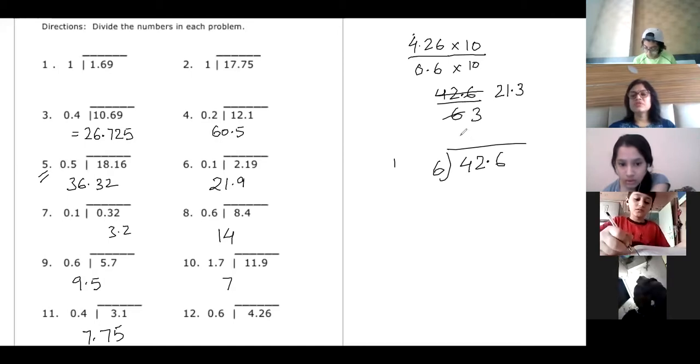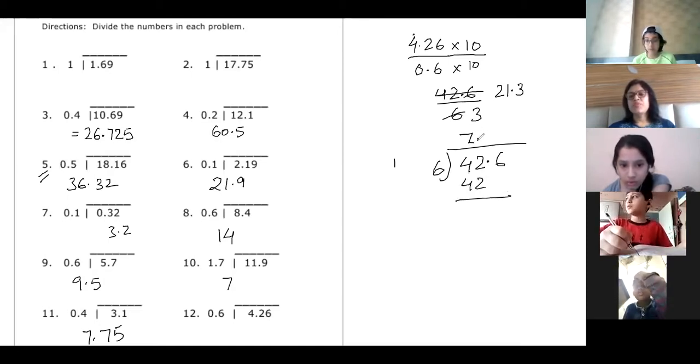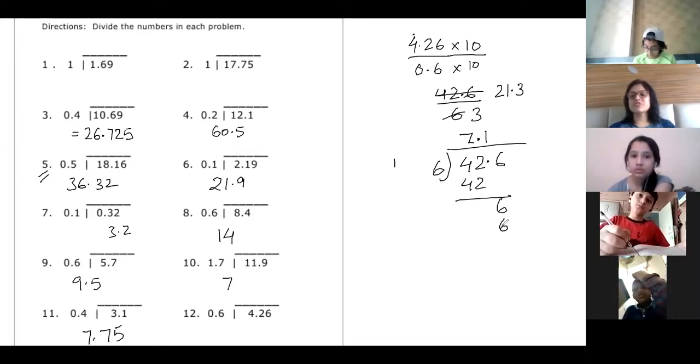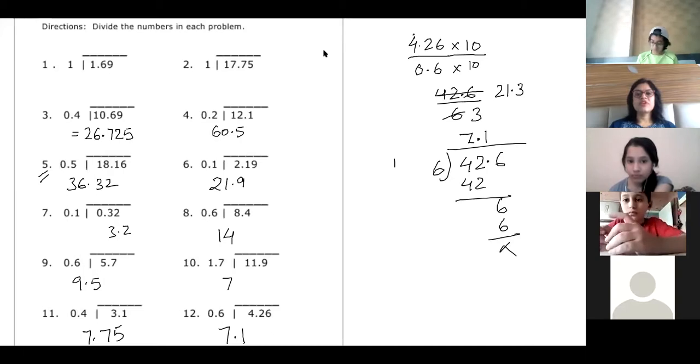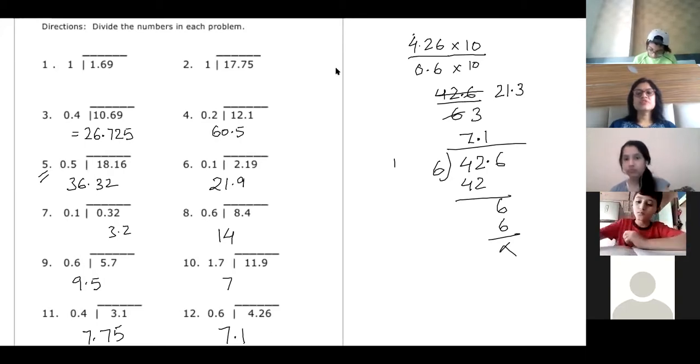Okay. So 6 sevens are 42. Point, and 6 will come down. 6 ones are 6. Okay. So 7.1 is the answer for this one. Is it clear, everyone? Yes, ma'am. So I'm erasing now. Should I erase?